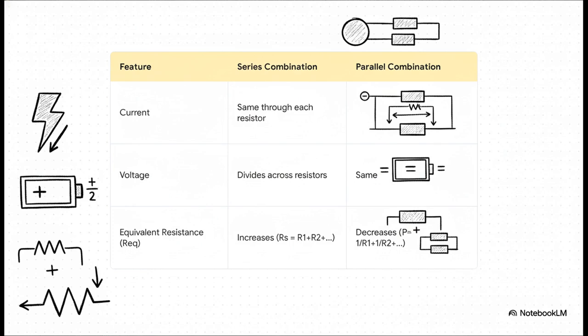The formula is 1 upon Rp equals 1 upon R1 plus 1 upon R2, and so on. Now, a very important exam tip. Please remember, after you calculate 1 by Rp, you must take the reciprocal to find the final answer for Rp. So many students lose marks on this.